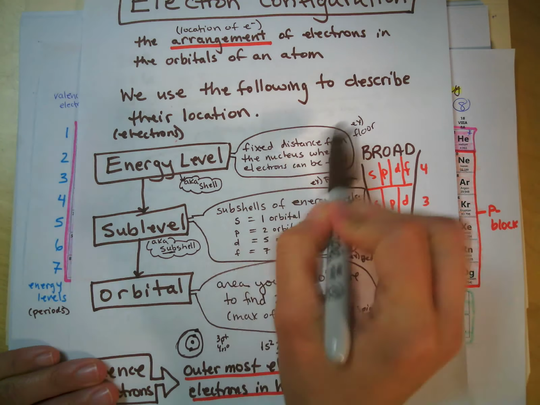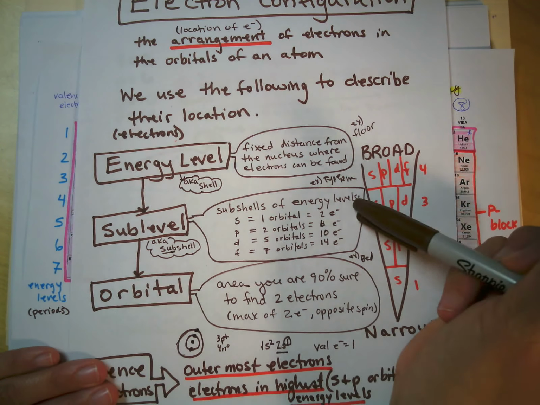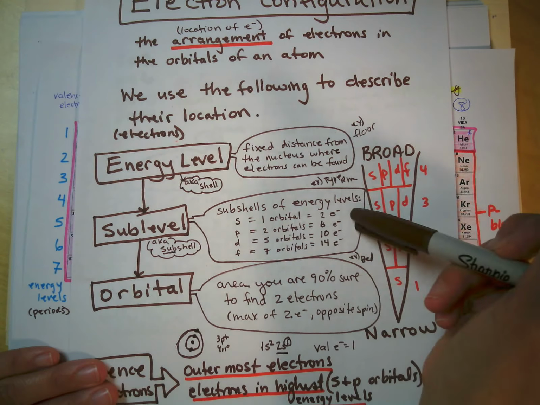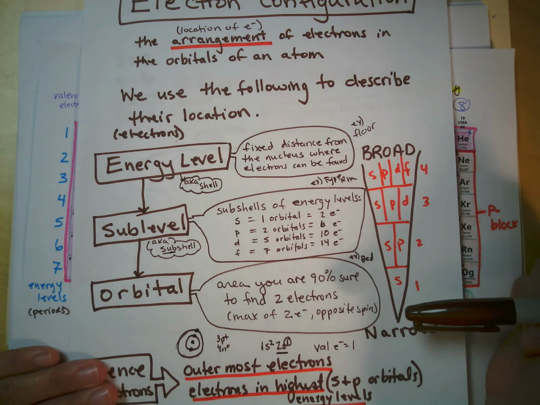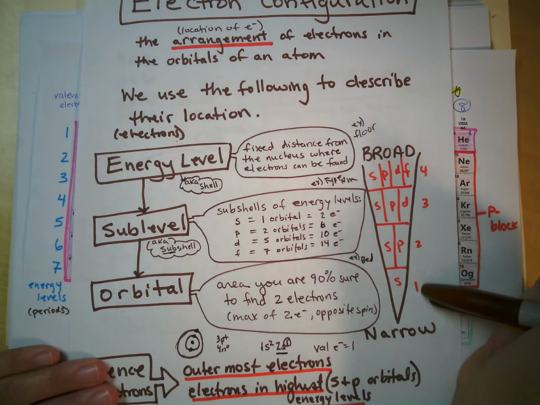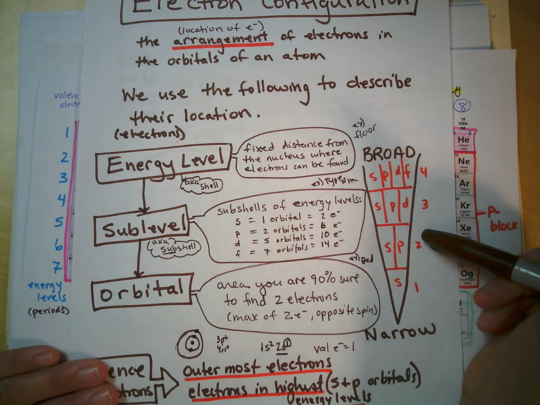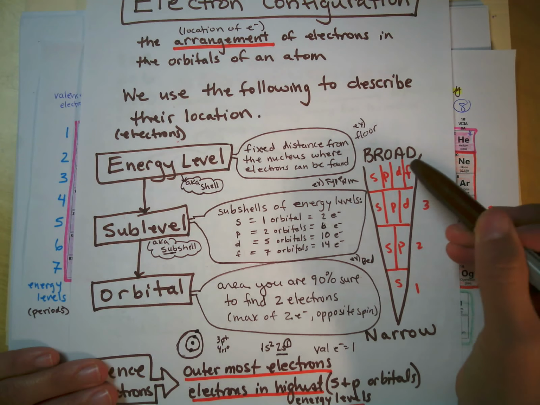So energy level is going to be those rings around the nucleus. The sublevels are going to be what type of energy level you're in. And then your orbitals are the specific sublevel and specific orbital where 90% of the time we can find those electrons. So in the first energy level, we only have S. The second has S and P. Third has SPD, and fourth has SPD and F.